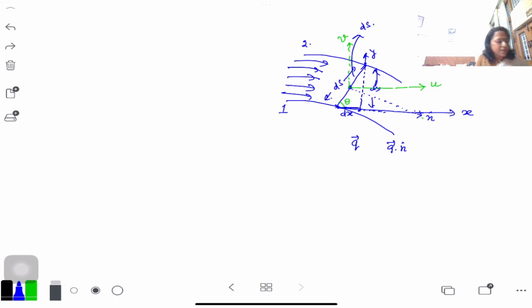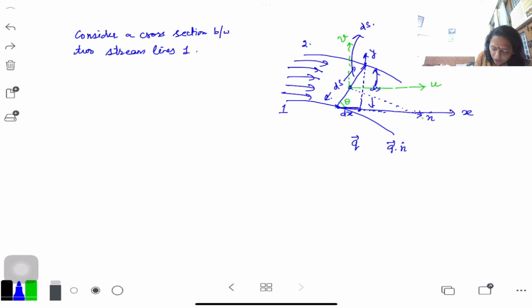Now look at this. I consider a cross section between two streamlines, one and two. The cross sectional area is ds, right?